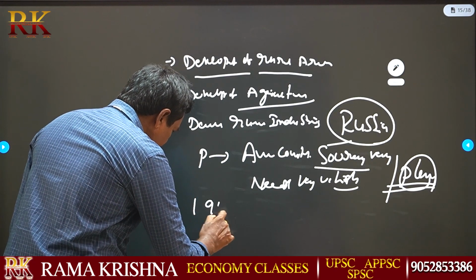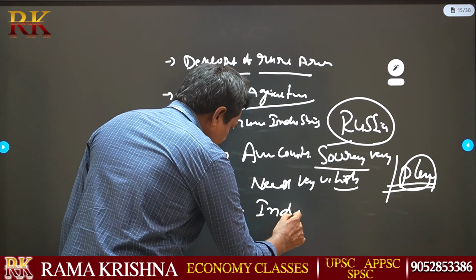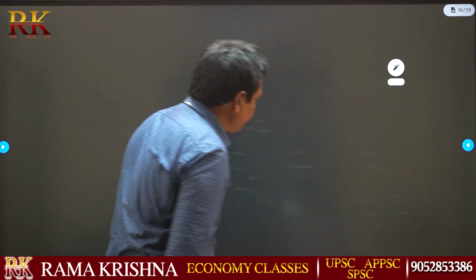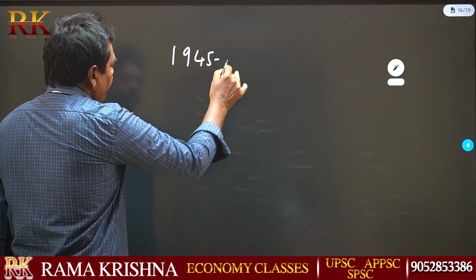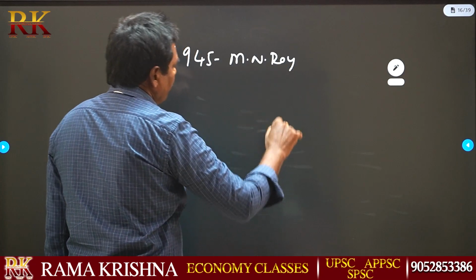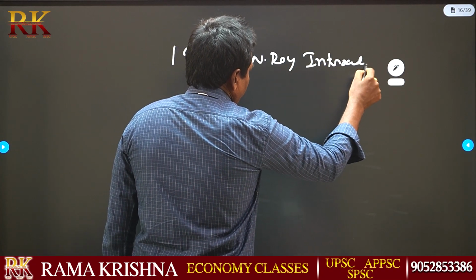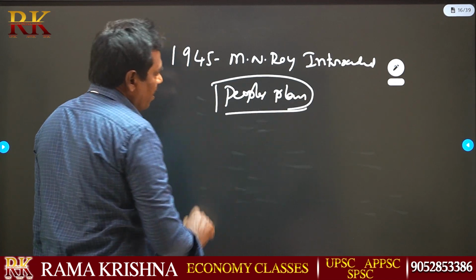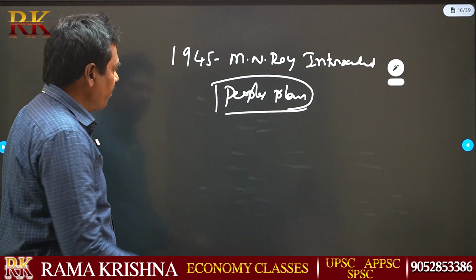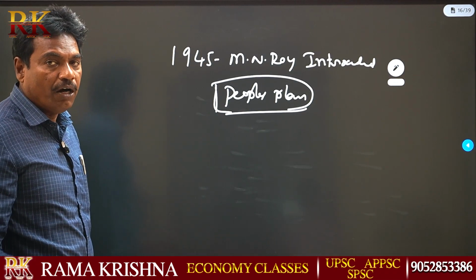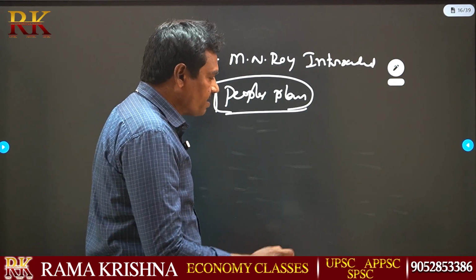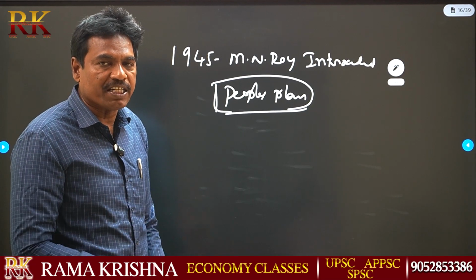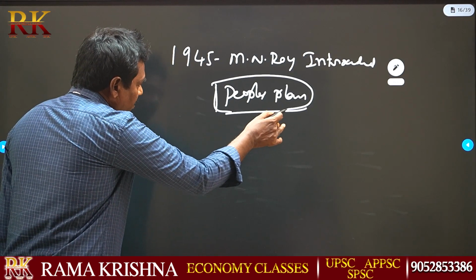Then in 1947, the Indian Planning Council. Another, in 1945, M.N. Roy introduced the People's Plan. M.N. Roy was a communist, and his main thinking was how to develop rural areas. At that time the literacy rate was very low and investments were very few. So, how to develop industry in the rural areas? Then the People's Plan was introduced at that time.